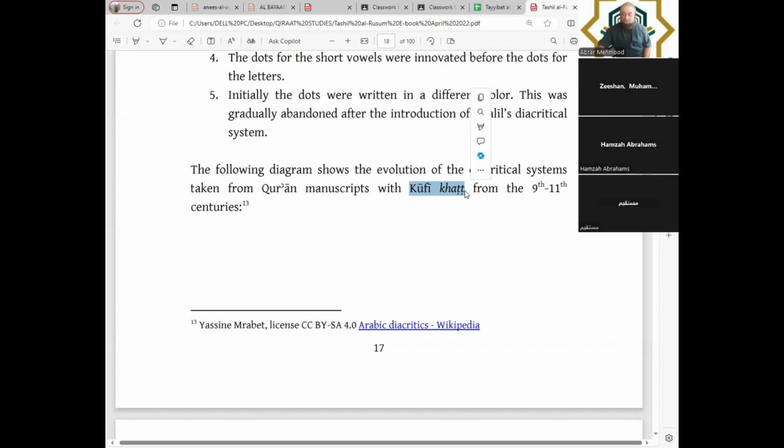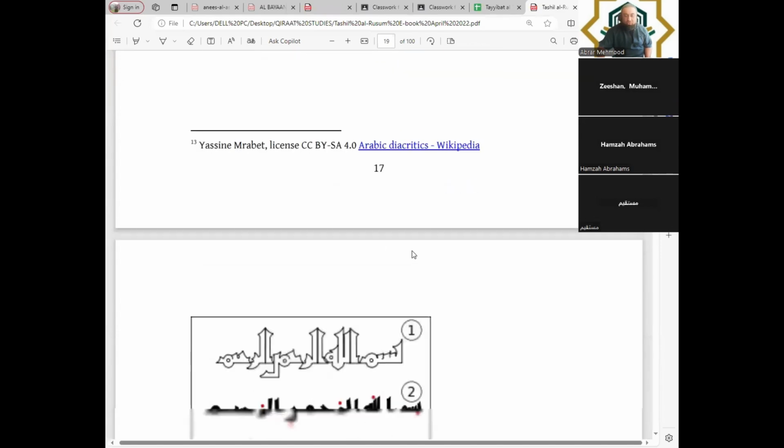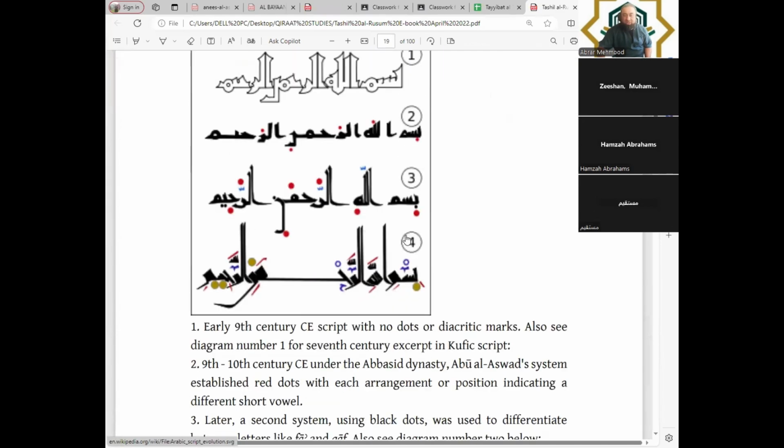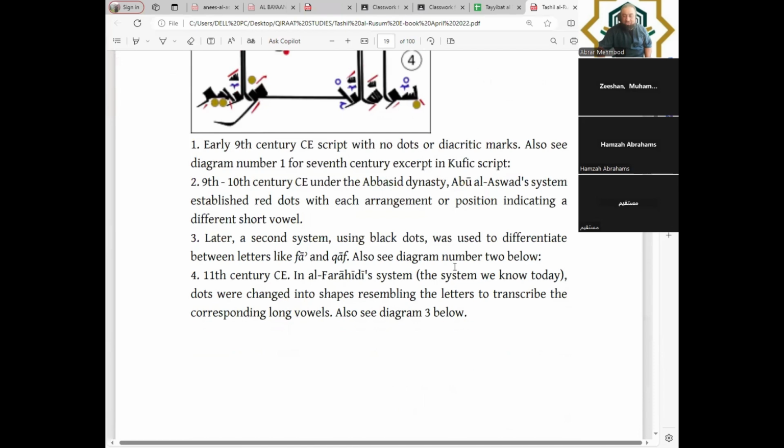I will send a document later, inshallah, to clarify what is Rasmul Khat and so on and so forth. So here, as you can see, you've got different points here.